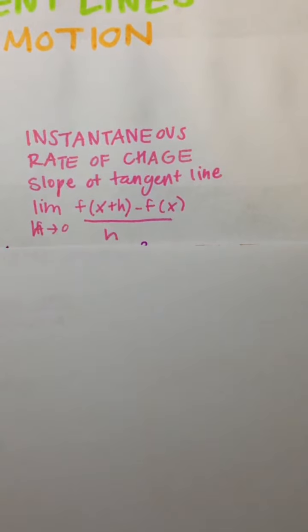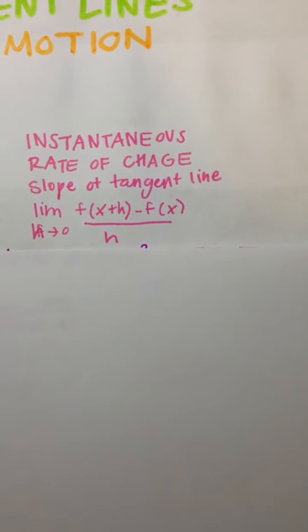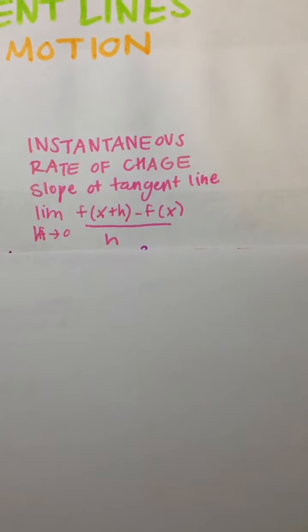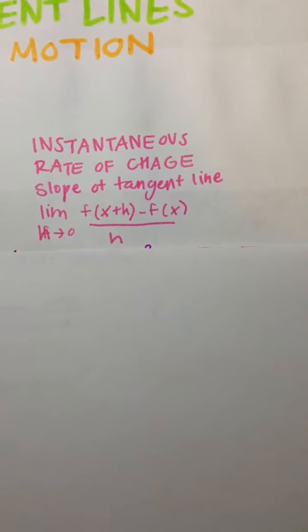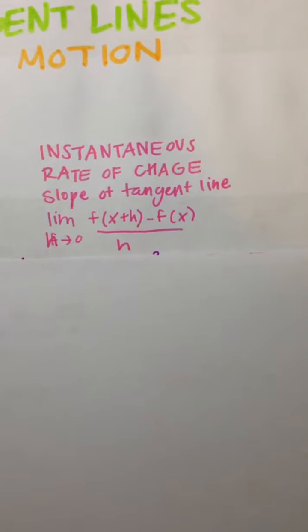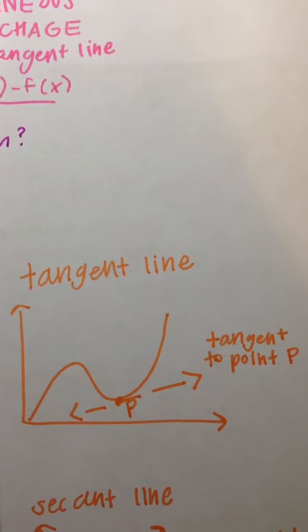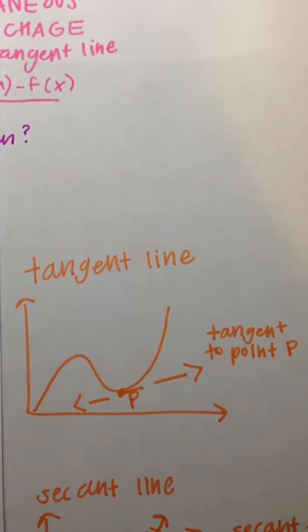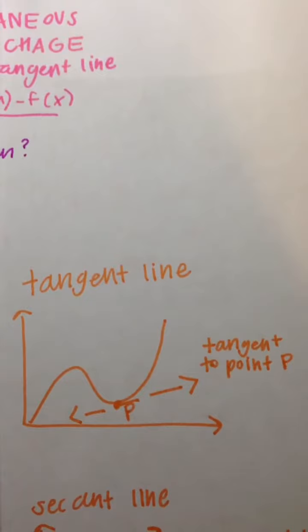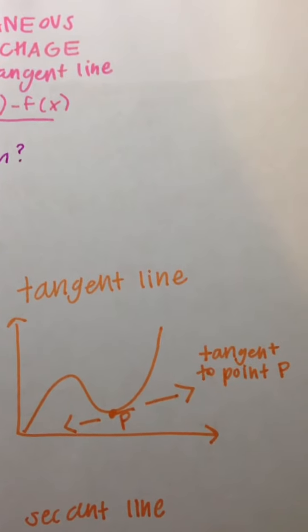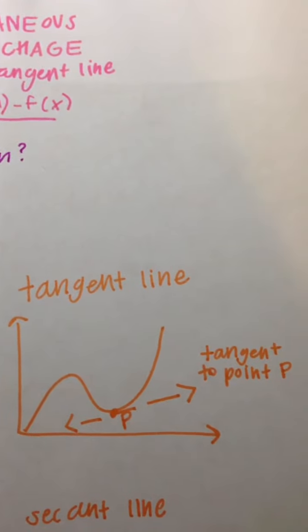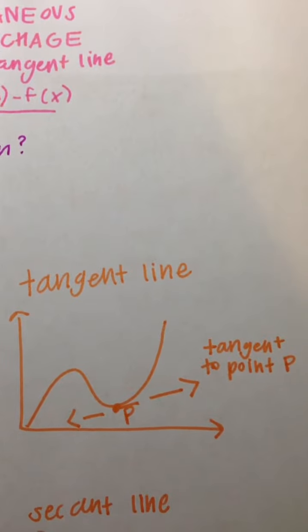The instantaneous rate of change is the slope of the tangent line to the graph, which can be quantified by the limit as h approaches 0 of f of x plus h minus f of x over h. To show an example, the tangent line to a graph is shown here. This line is tangent at point B because its slope at the given point is the same as the graph's slope at that point.